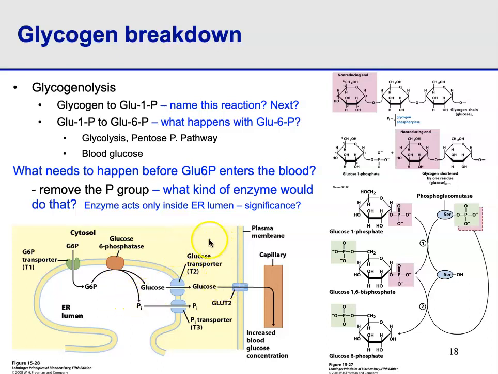Hexokinase and glycolysis reactions stay outside. The dephosphorylation of glucose 6-phosphate has to be in the ER, controlled by a transporter, so that only when it's needed will it be dephosphorylated and then exported out into the blood. Alright, so we see glycogen phosphorylase removes glucose from the non-reducing ends, and then glucose 1-phosphate is converted to glucose 6-phosphate, which can either enter the degradation pathways of glycolysis and the pentose phosphate pathway, or be exported as glucose in the blood.